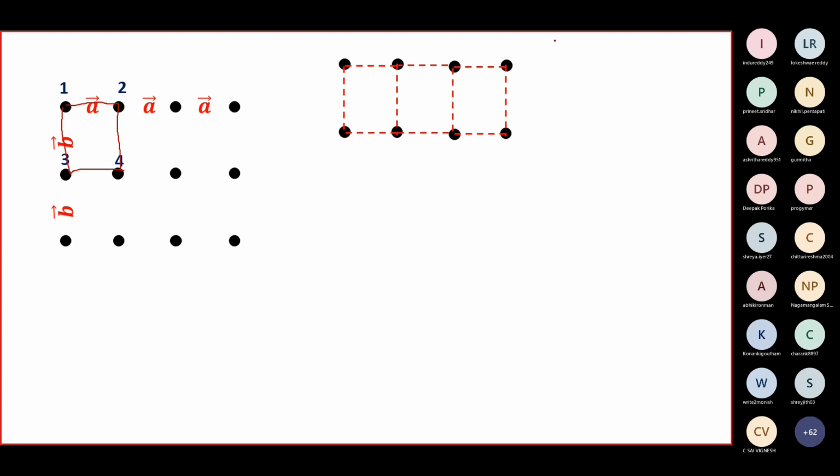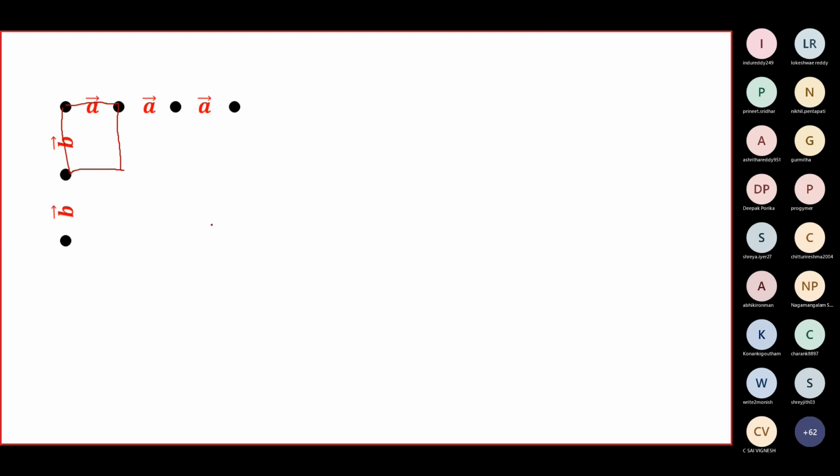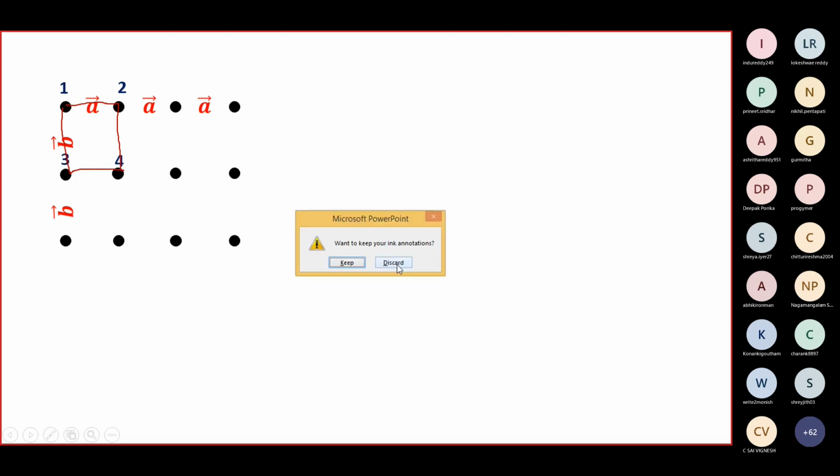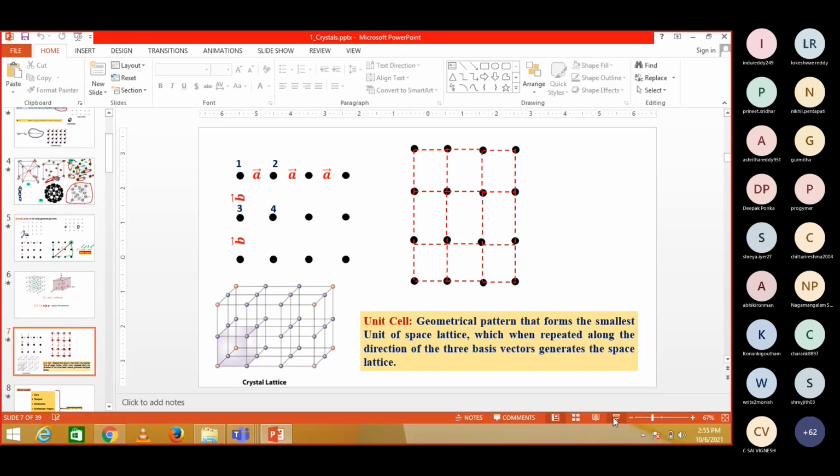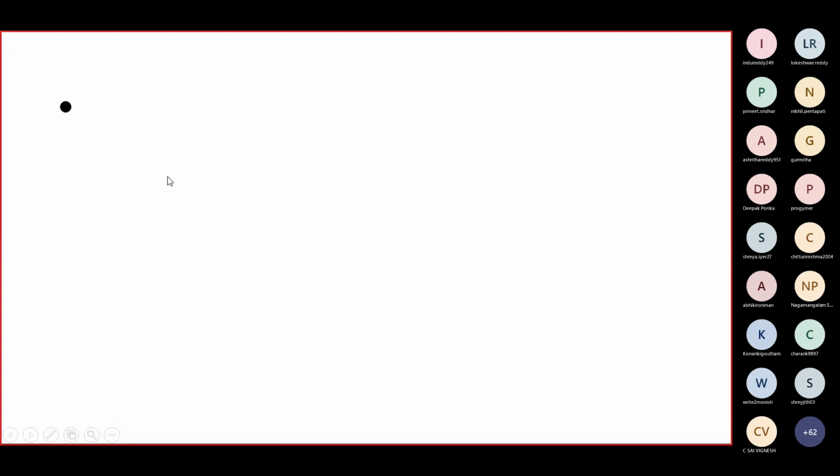Okay. So now what I did, see, there are two ways of constructing this lattice. First, I started with this point. I know what is A, so I extend it along A. Then I know what is B, I extend it along B. Okay. What is the other way to construct this lattice?